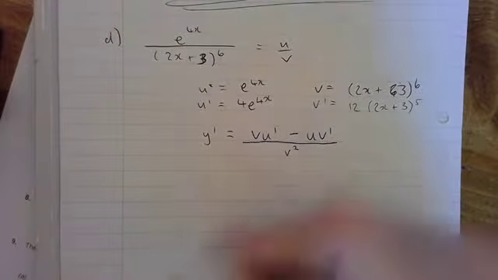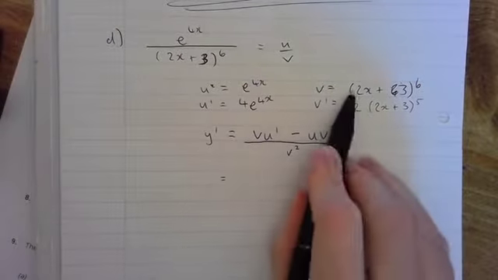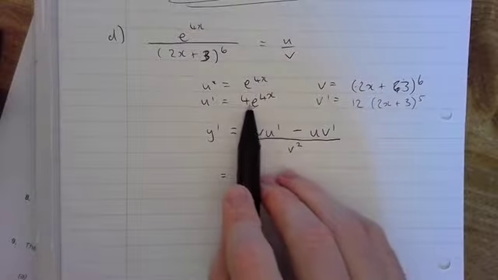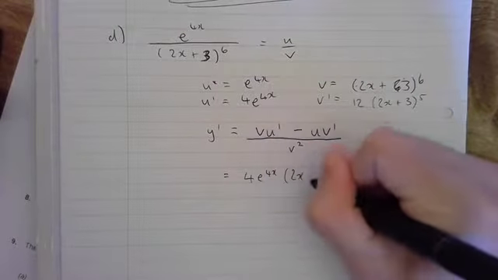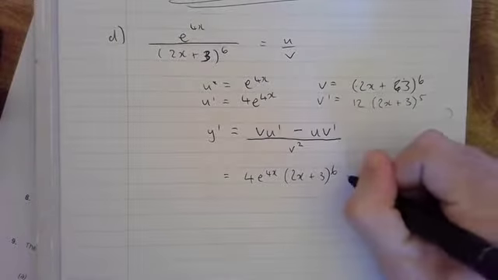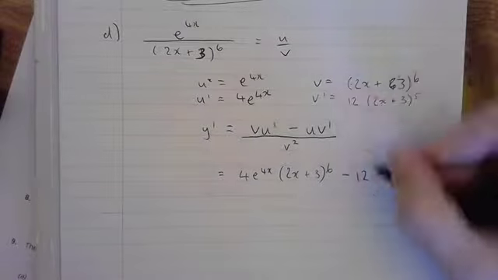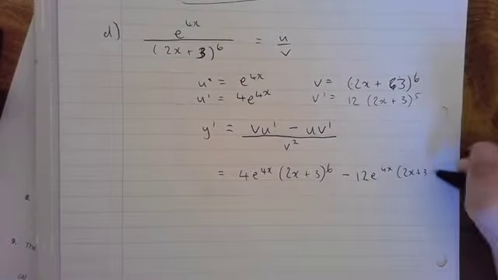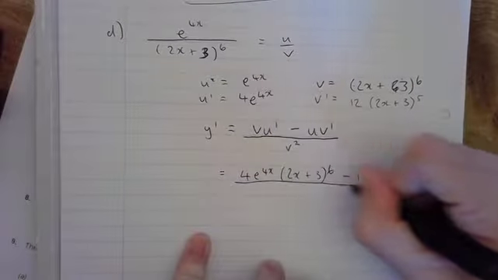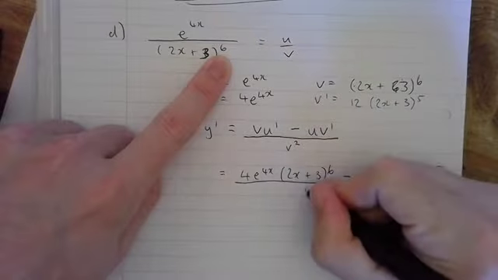Okay? So, from here, what have we got? We've got v u dash, so that's this diagonal here, so that's going to be 4e to the 4x, and then 2x plus 3 to the power of 6, take away, and it's going to be this one times together, so it's going to be 12 times by e to the 4x, and then 2x plus 3 to the power of 5, all over this bracket here, but then squared, so that's going to change to a power of 12.